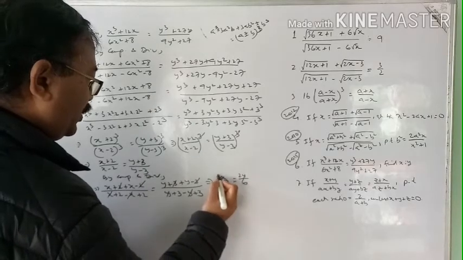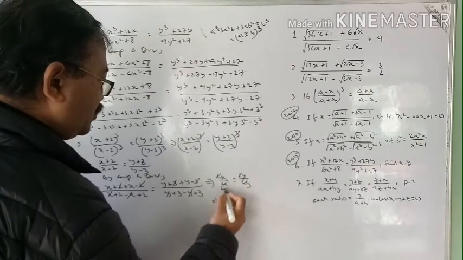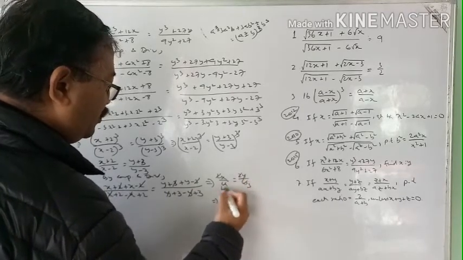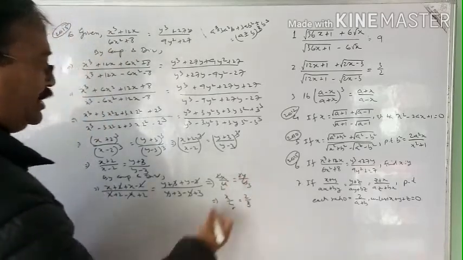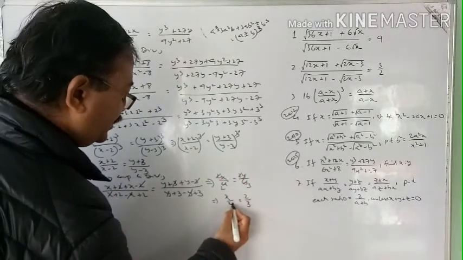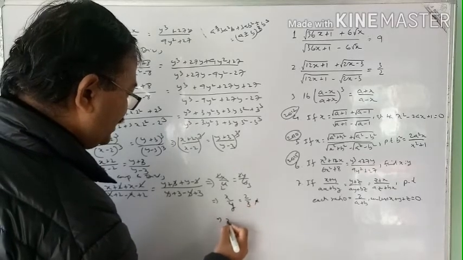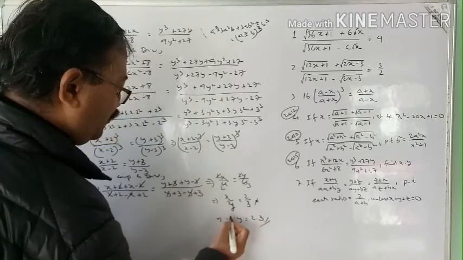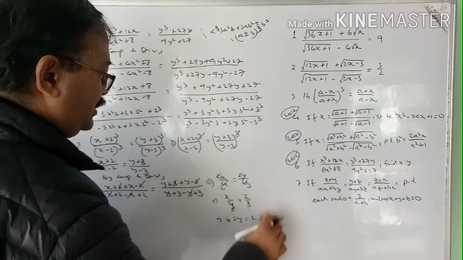Okay, so here 2 will go here 2 times, 2 will go here 3 times. So if you cross multiply, x by y equal to, y will come down, 2 will go here, 2 by 3. Or you can use alternendo and get this. So this implies x is to y equal to 2 is to 3. You can write in the ratio form as required. Okay, so this is the answer.